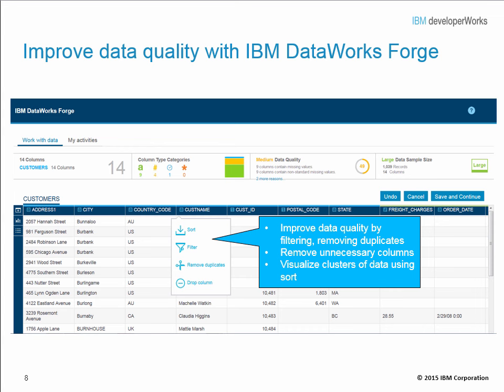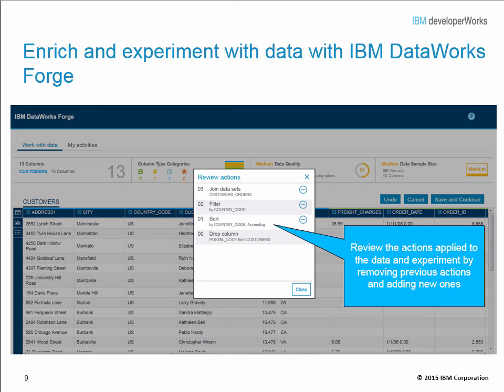Once you have the data, you can then start improving its quality. You can filter it, you can remove duplicates, you can remove unnecessary columns, and you can visualize clusters of data to see how the data is partitioned between different categories. So when you're done, you can review your actions. You can see every single operation that you've done on the data. And then if you're happy with your changes, you can apply them and export the data to a destination of your choice.